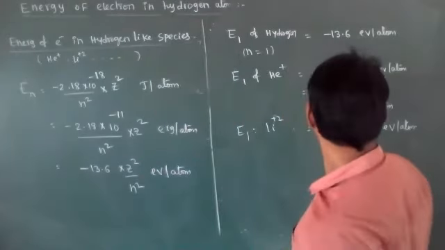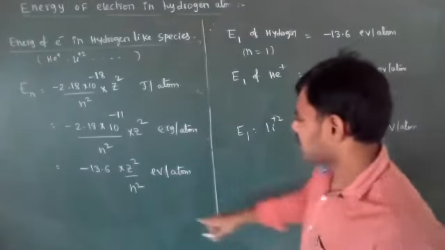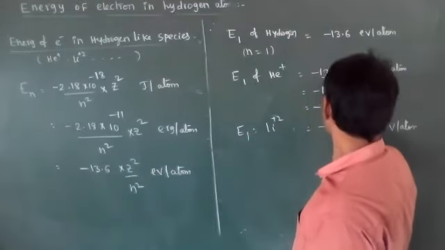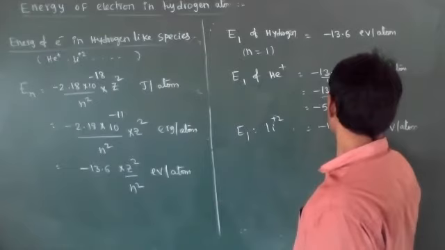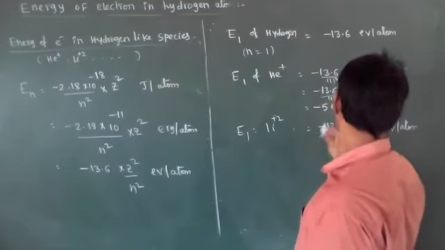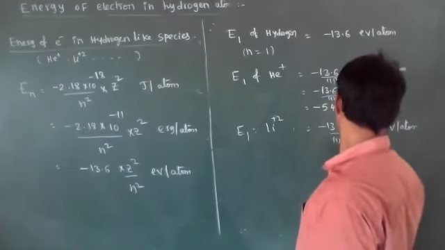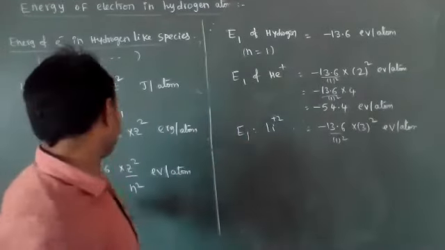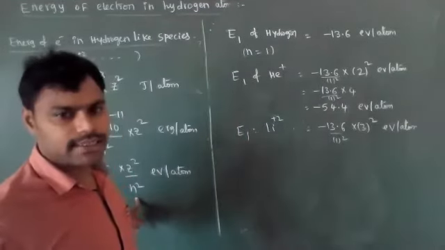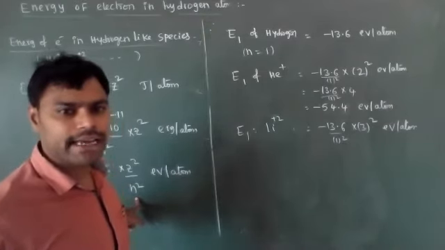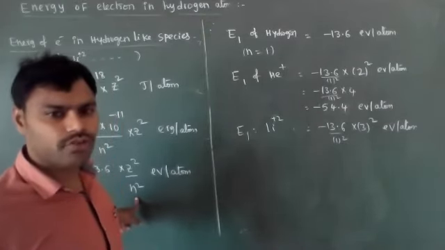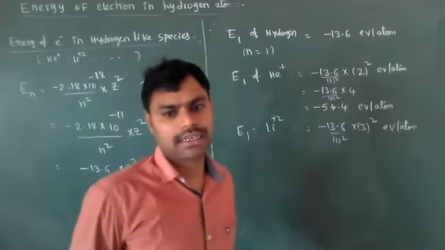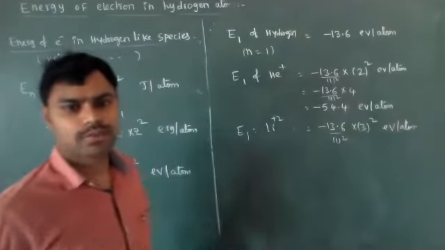Divided by n square, but n square value is already 1, 1 square. It is 1 square because here I calculated E1. Otherwise, n equal to 2 means we must divide by 2 square, that is 4. 3 means 9. According to that we have to solve these problems.